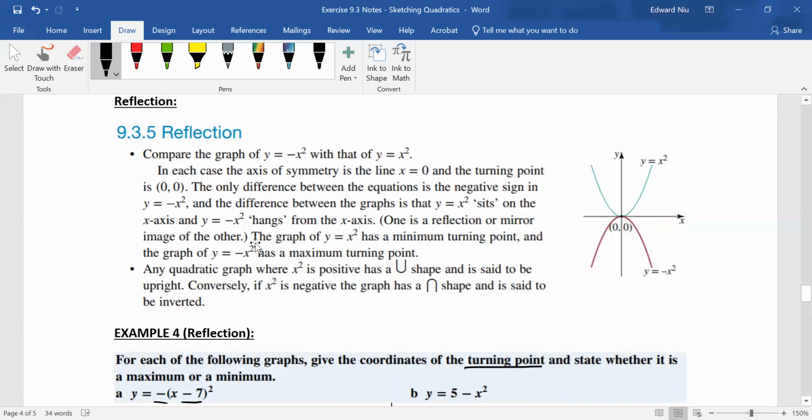So down here, as you read, the graph of y equals -x squared has a maximum turning point. The graph of y equals x squared has a minimum turning point. This just means it's a smiley face, and the graph of y equals -x squared has a maximum turning point. In other words, this is our unhappy face. But if you think about it, when we have a maximum turning point, the peak of the parabola is the turning point. When we have a minimum turning point, the lowest point is the turning point.